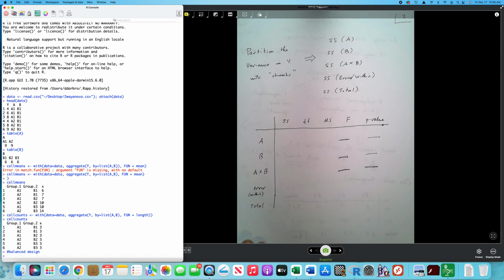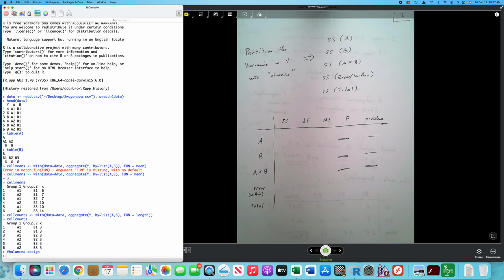Now, the next thing I'd want to do is get into partitioning the variance in Y into chunks. I actually take the total variation and partition it into four chunks. I look at the sum of squares for factor A, the sum of squares for factor B independent of factor A. I look at the sum of squares for the interaction. I look at the sum of squares for the error.